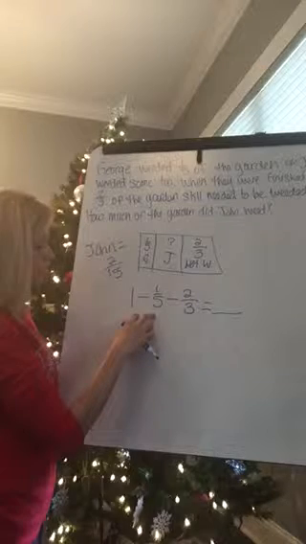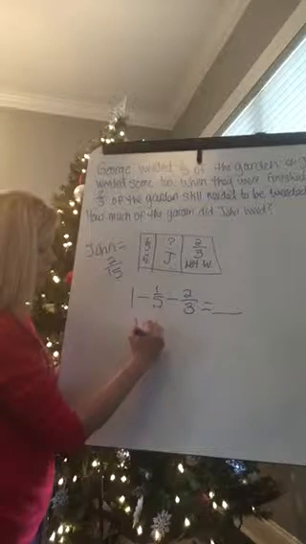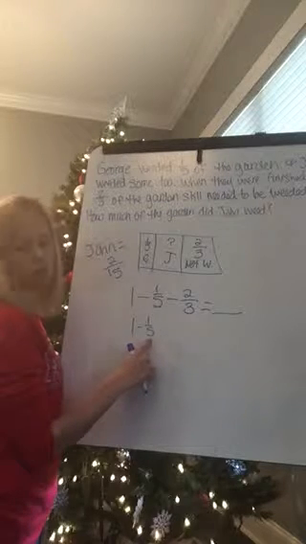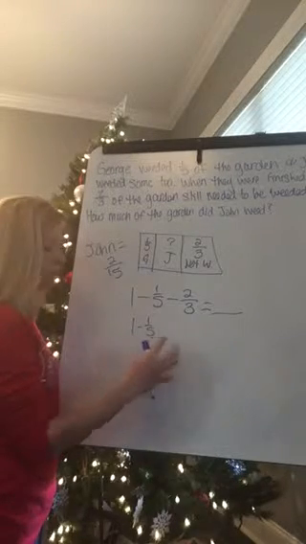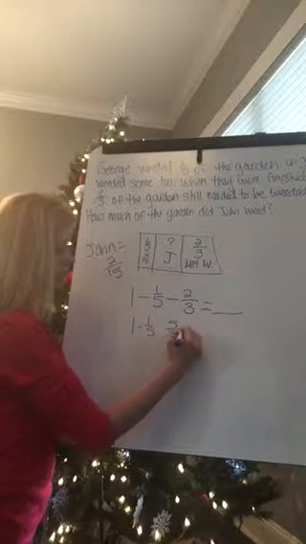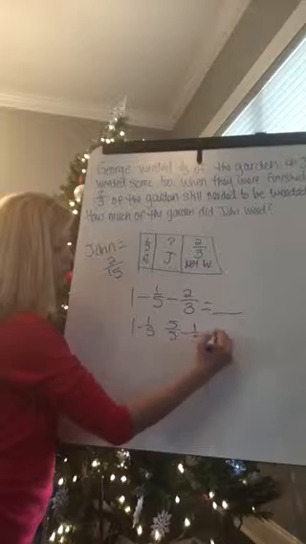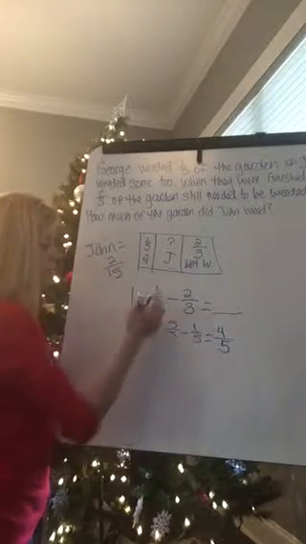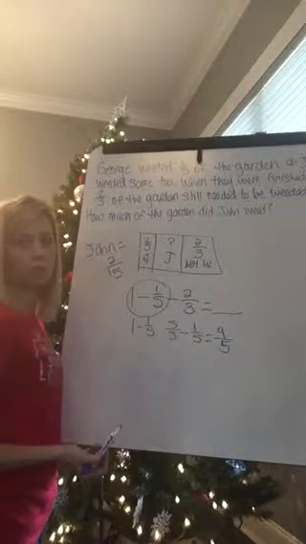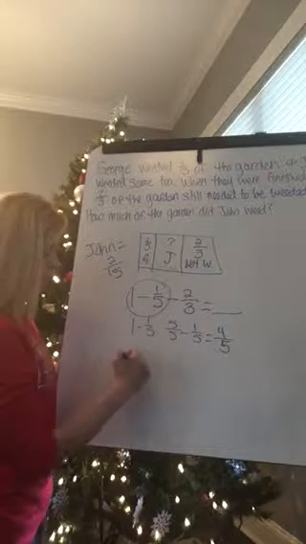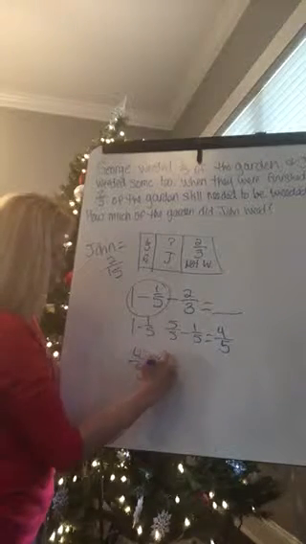So let's start by saying 1 whole minus 1/5. So I need to think about a whole in terms of fifths, because that's what I'm dealing with right here. So 1 whole is how many fifths? 1 whole is the same thing as 5/5. So 5/5 minus 1/5 is going to be 4/5. So now I've done this part of my equation. Now I need to subtract the 2/3. So I need to say the 4/5, which is what I had, minus 2/3.